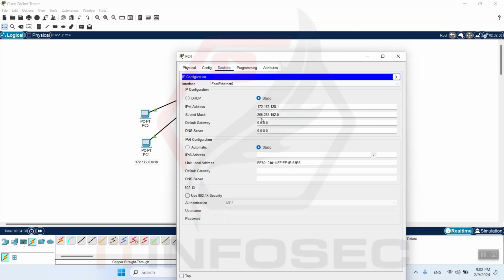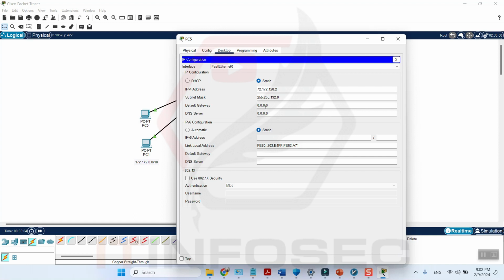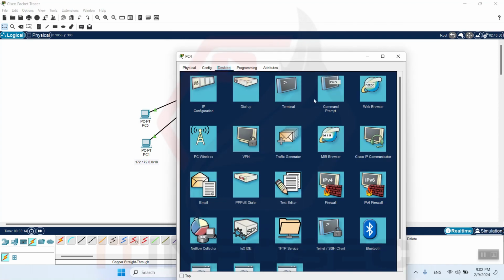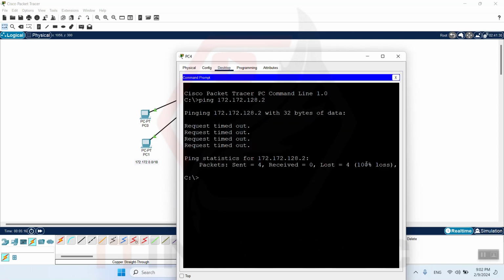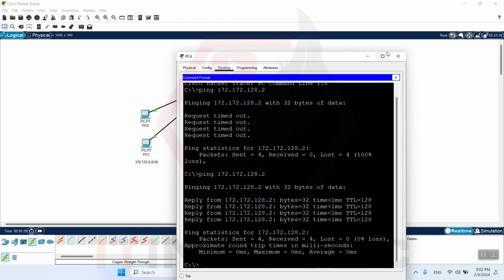128.2, subnet mask. Let me check. And this one, oh, this was 72 typed. 72, sorry. I did a troubleshoot. Okay, that's good, and ping successfully.